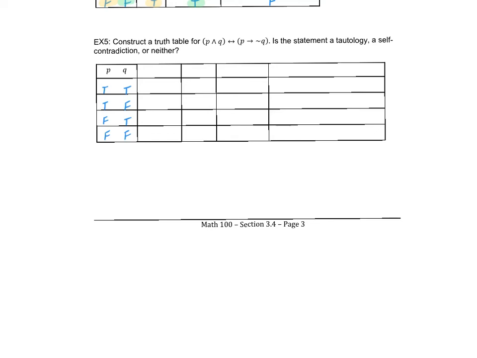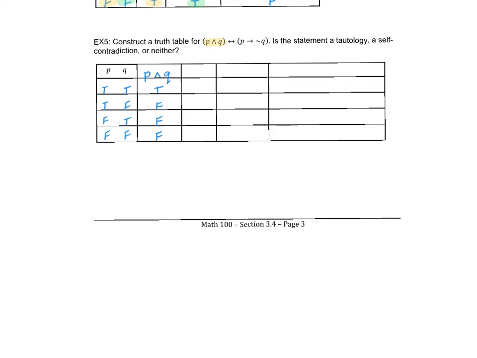I'm going to look in the first set of parentheses, which would be P and Q. I have P listed and I have Q listed, so I can go ahead and figure out P and Q. So it's an and, true, true is true, but the rest of them should be false. True, false is false, false, true is false, false, false is false.